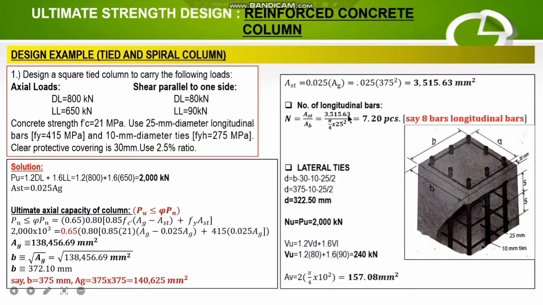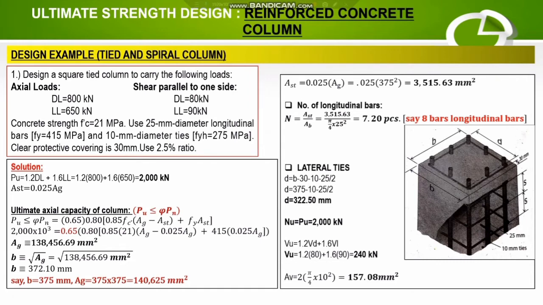Then to solve for the number of longitudinal bars of 25 mm diameter, N is equal to AST over AB, where AB is the area of one longitudinal bar of 25 mm diameter. So N equals 3,515.63 over pi over 4 times 25 squared, which is equal to 7.2 pieces, or shall I say, use 8 longitudinal bars. So 8 pieces of longitudinal bars for the 375 by 375 tied column section.